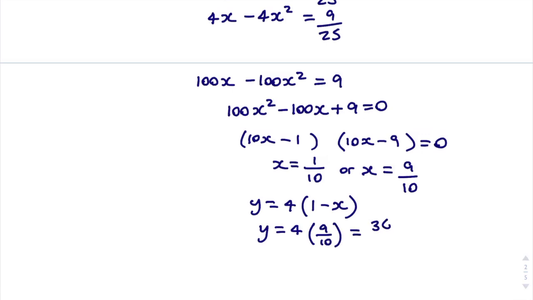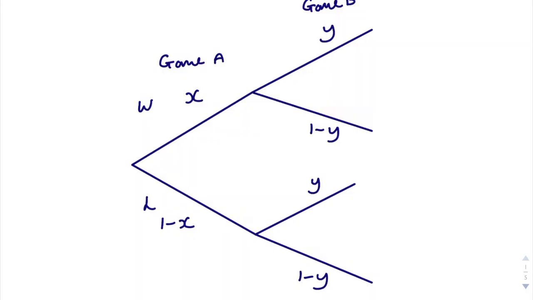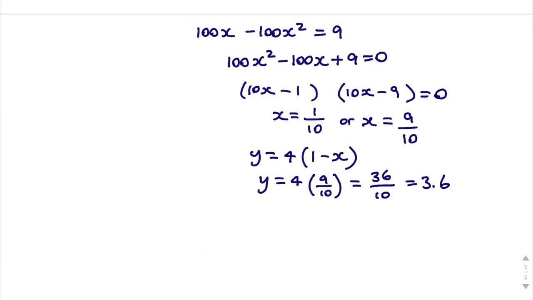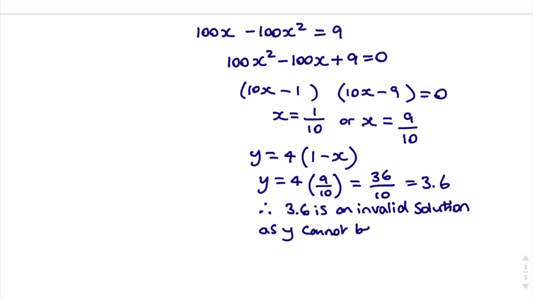And that is 36/10, which equals 3.6. Well, y, we said, is the probability of winning game B. Now, we know that probabilities cannot be greater than 1, so this is an invalid solution. So we can say, therefore, 3.6 is an invalid solution, as y cannot be greater than 1.